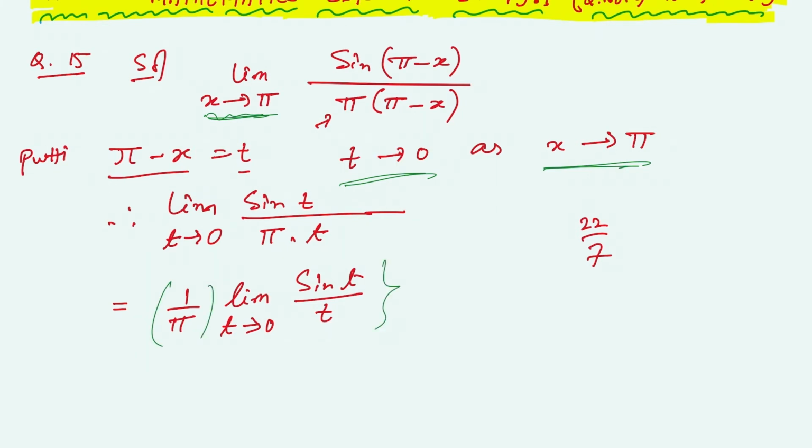Now this becomes a standard limit. Its value is 1, so we can write 1 by pi only. So this is our answer. Hope you have understood this. The result of it is equal to 1.